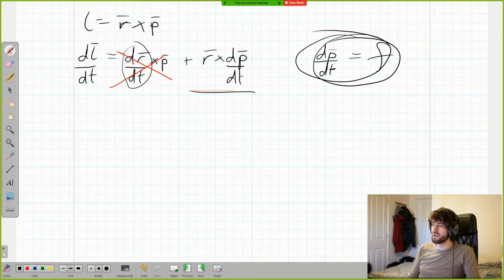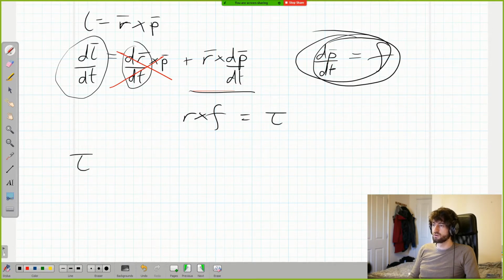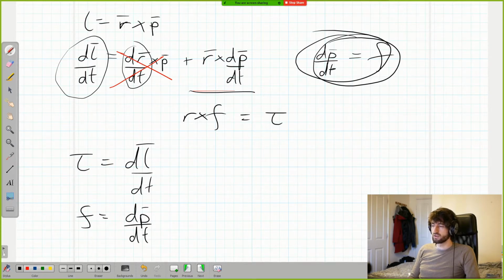Now we have the rate of change of angular momentum is r cross force, which is what we call torque. So torque is dL by dt. This is the same thing as Newton's law, F equals dp by dt. Torque is dL by dt, and it uses the Greek letter tau.